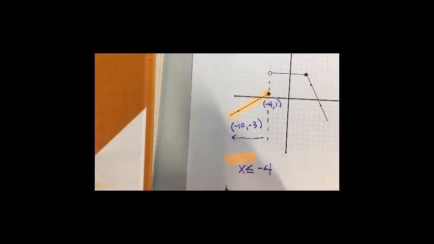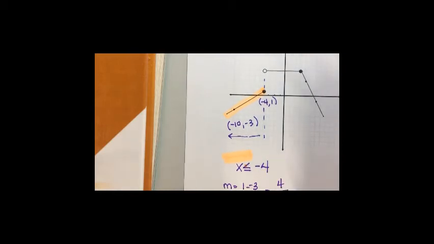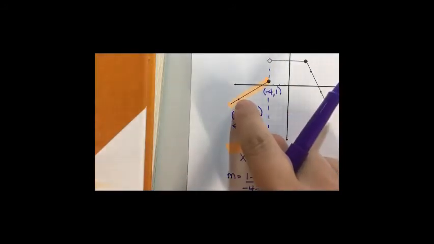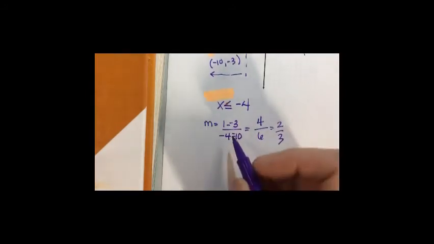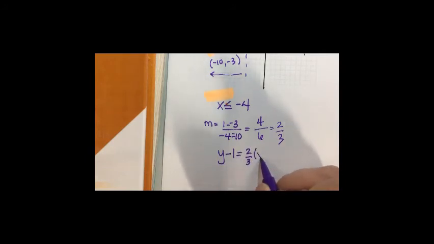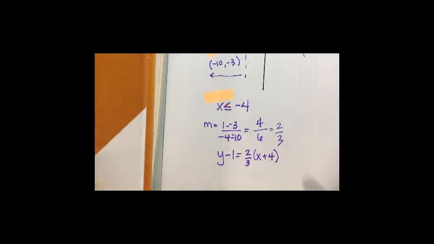Now I can find my slope. 1 minus -3 over -4 minus 10 minus -10. So you get 4 over 6, so 2/3. Okay, so if I go from one point to the next, it's up 2 over 3, up 2 over 3. So I have slope. Now I just need to give me an equation. So y minus 1 equals 2/3 times (x plus 4). You could also have used the other point and gotten the same thing.